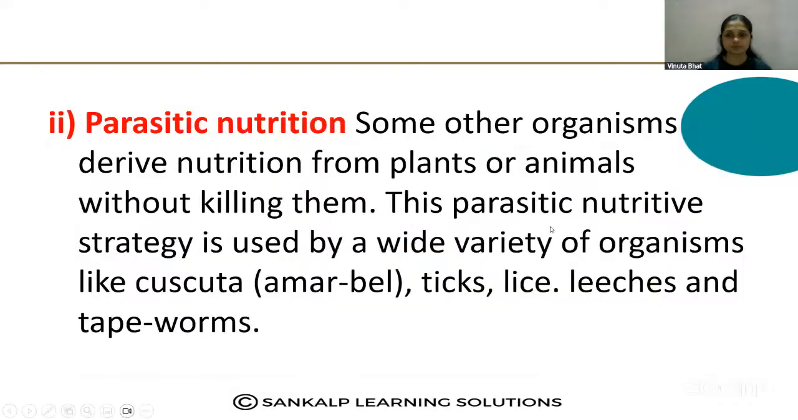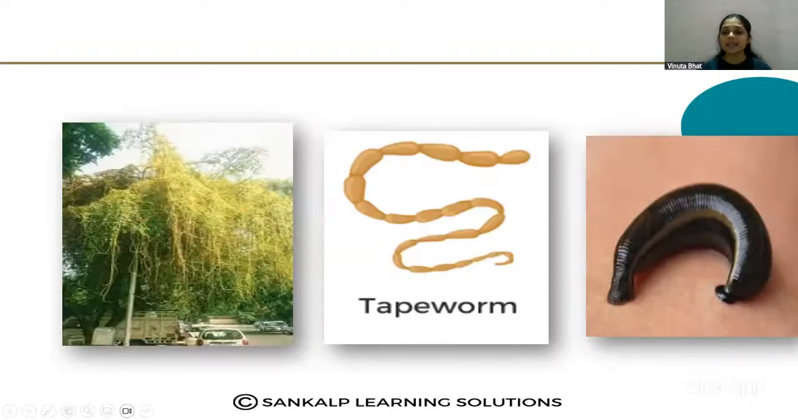Then ticks, lice, leeches and tapeworm. These leeches suck the blood from organisms, and the tapeworm is also present in the organism's body, so they depend on the host. Okay, so that is very important about heterotrophic nutrition.